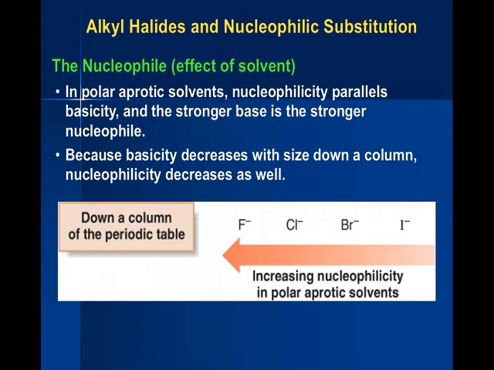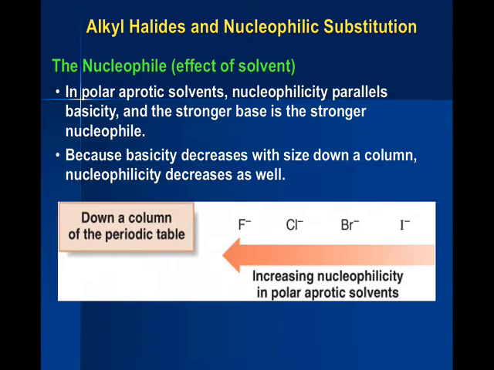Okay? Now in polar aprotic solvents, it's exactly the opposite. We see exactly the opposite effect. Fluoride turns out to be a better nucleophile than chloride. Chloride turns out to be a better nucleophile than bromide. And bromide is a better nucleophile than iodide. Because fluoride is small, right? It doesn't have much steric hindrance to get to the carbon atom. It's naked. It's small. It can get there really quick and do the chemistry.